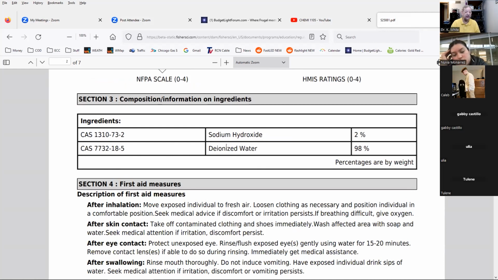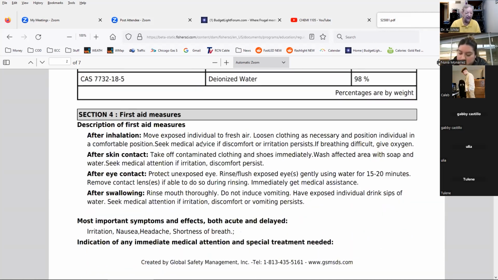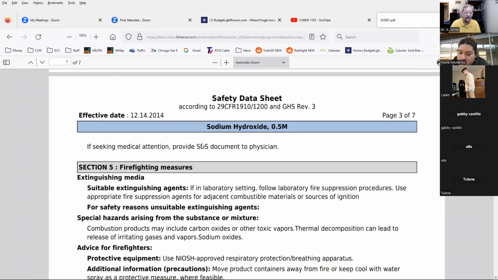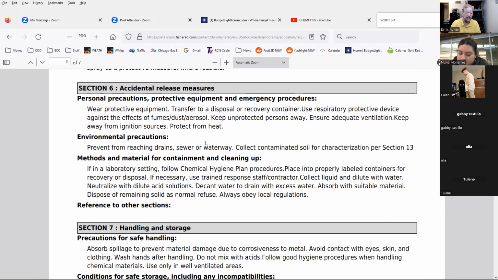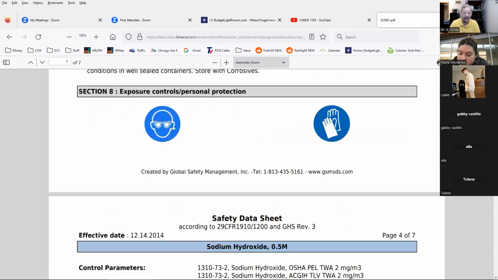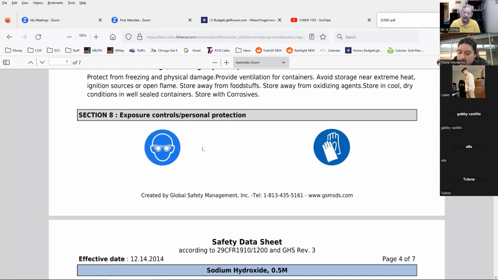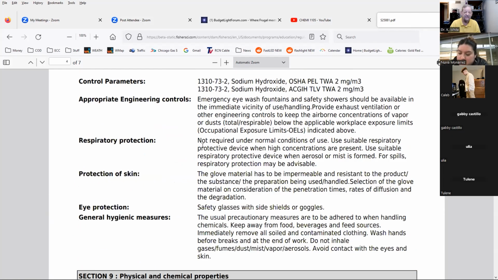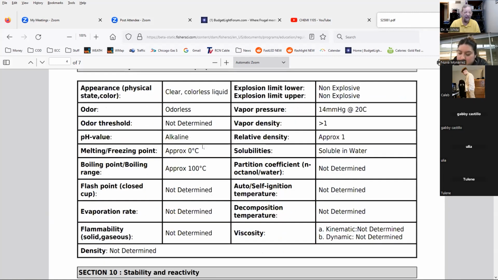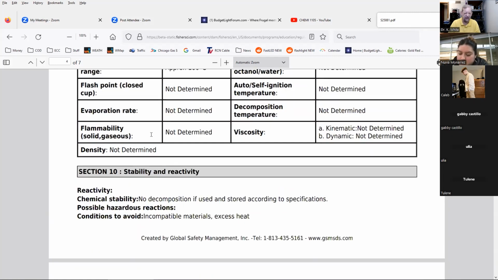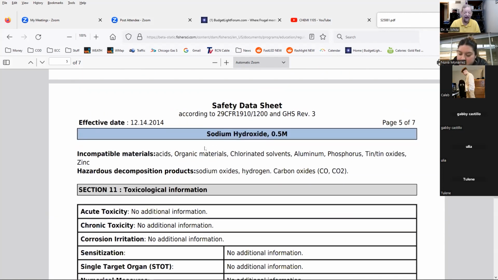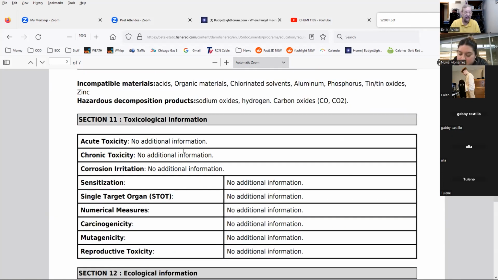This one is a solution. I didn't get to solid. And they have first aid measures and firefighting measures. And if you were in a chemical plant and accidentally released it to the ground, and also how to handle it. And here, personal protection. And they have other things here: physical properties and stability, reactivity, and toxicological information. We'll talk more about this when I talk about materials.